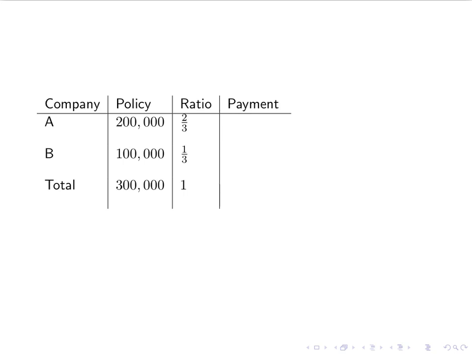And then I'm going to take the ratio and multiply again by that 150,000, that 5/6 of the loss. And I should be getting 100,000 and 50,000, which do add up to the 150,000. So don't forget to do that coinsurance part first. Okay, so try out some problems and let me know if you have any questions. Thanks.